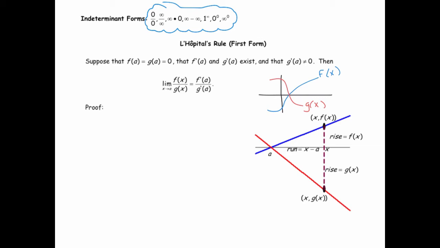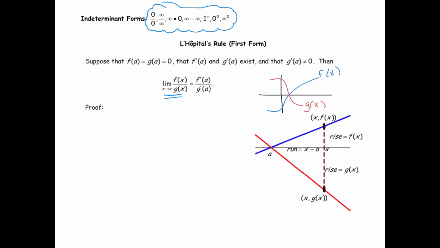So L'Hopital's rule says that if you're looking at a limit such that the value of the functions f and g equals 0 at x equals a, that would mean this is an indeterminate form there. And the derivatives at a for both functions exist, and the denominator doesn't end up being 0, then the limit of the ratio is equal to the ratio of the derivatives of those functions at x equals a.